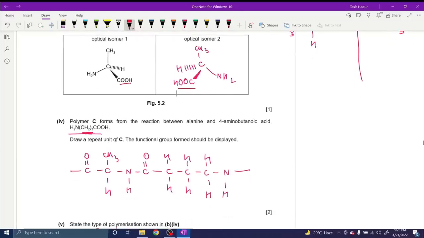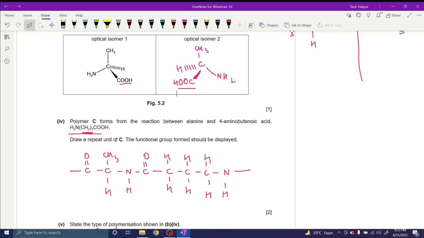So a polymer forms between alanine and 4-amino-butanoic acid. Both of them contain carboxylic acid groups and amine groups. So obviously they're going to form an amide bond, right? How is this possible? How are they forming an amide bond? Mainly because they can lose one molecule of water to do so, right? A condensation reaction will occur.